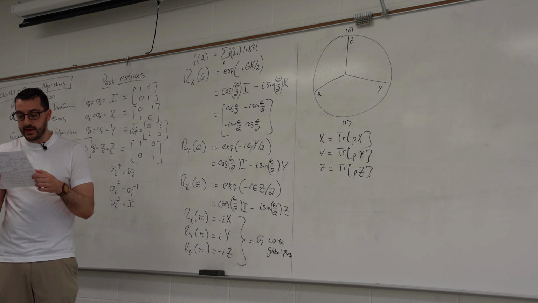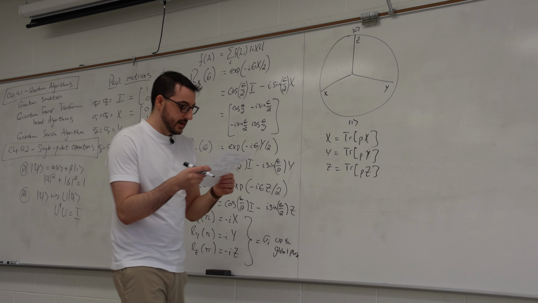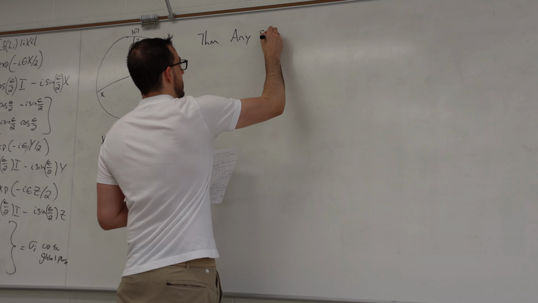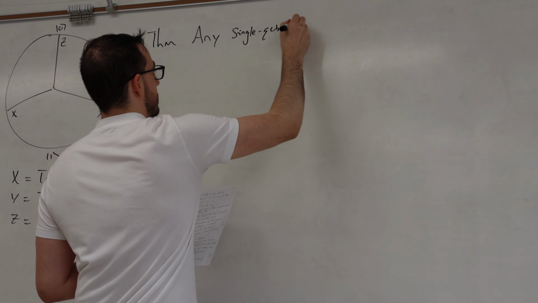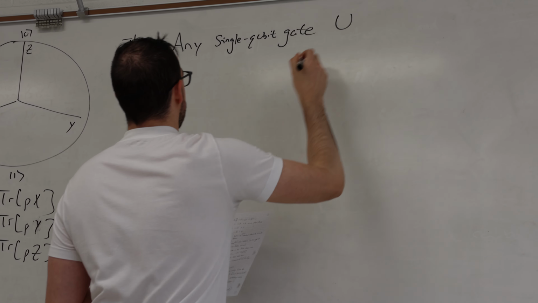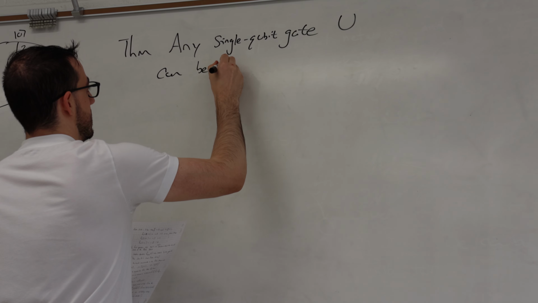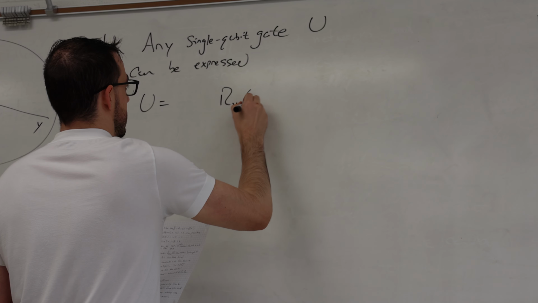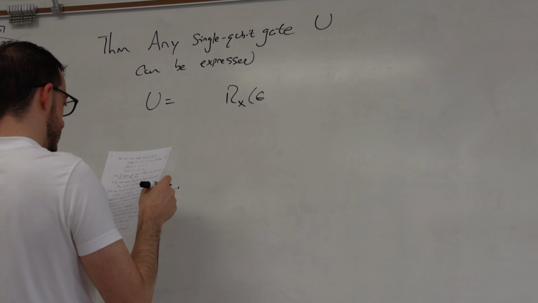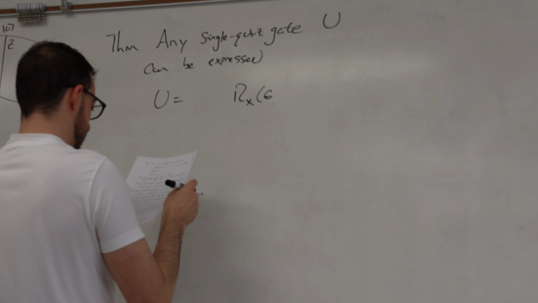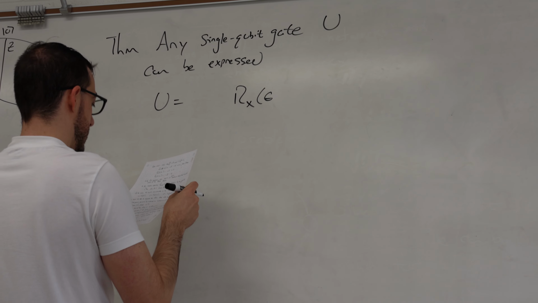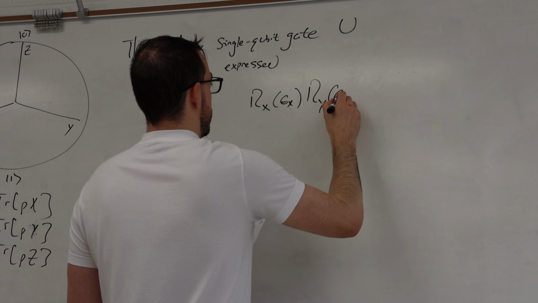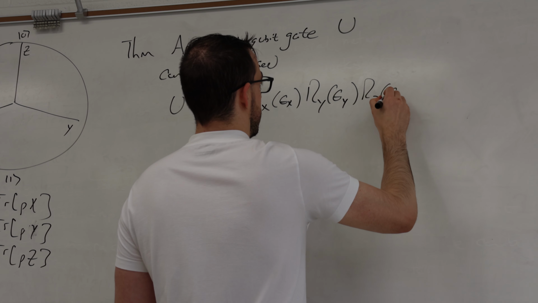What we're saying is that any single qubit gate can be expressed as a product. So we have this theorem. Any single qubit gate U can be expressed in the following way. U being Rx of some angle, let me match the textbook. For now, let me just use some angle theta x, Ry of theta y, and then Rz of theta z.